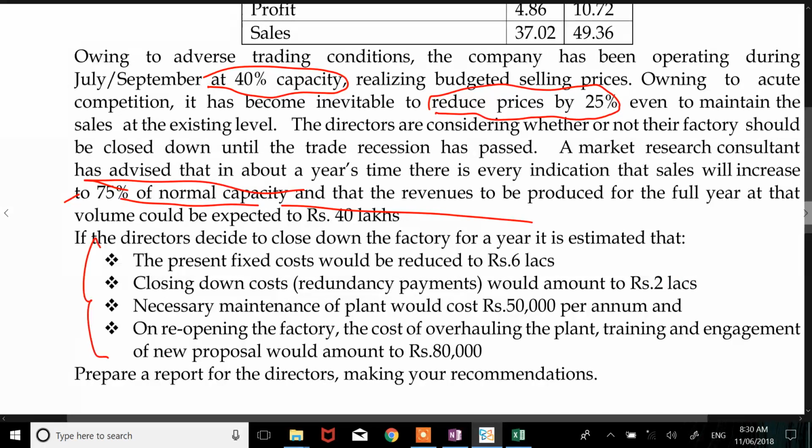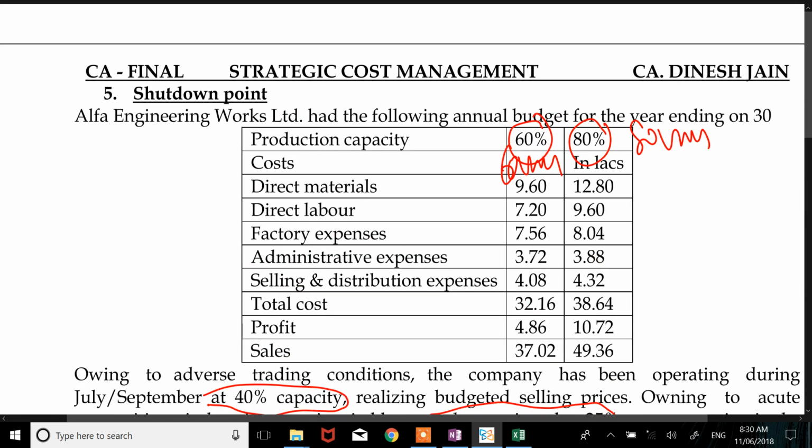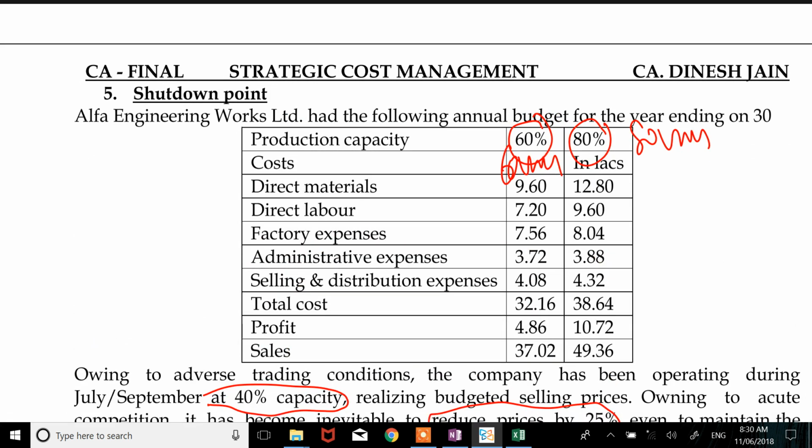Something has been given. Now the first thing which I have to do is decide whether it's a variable cost, a fixed cost, or a semi-variable cost. Variable cost means for 80 units, if it's 12.8 lakhs, for 40 units exactly it will become half. If it's a fixed cost, it will continue to be 12.8. If it is semi-variable, somewhere in between it will come. So I'll have to do that analysis first.